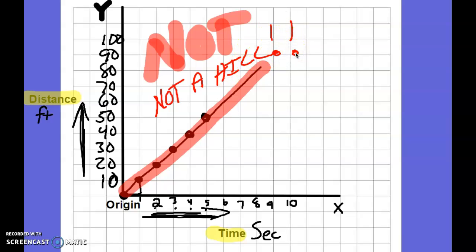Okay? We don't want to get that part confused. That's the easy one to not get it confused with, because I'm flat out telling you it's not a hill. It is not a hill.